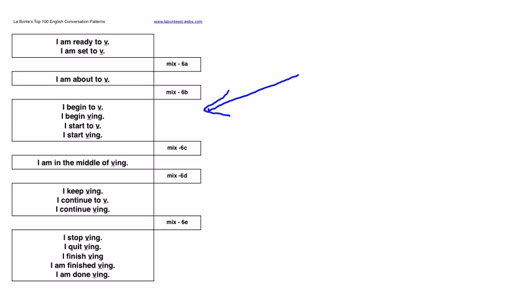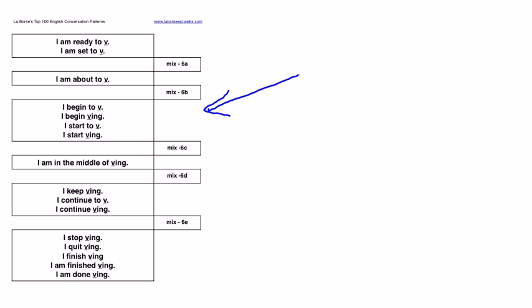Is she about to study? Did you begin talking? Did she start crying? Was he in the middle of eating? Did she continue to talk? Did he keep reading? Will he stop smoking? Was he finished reading? They should be able to become familiarized with those patterns.